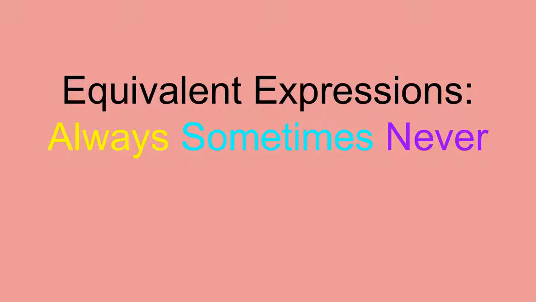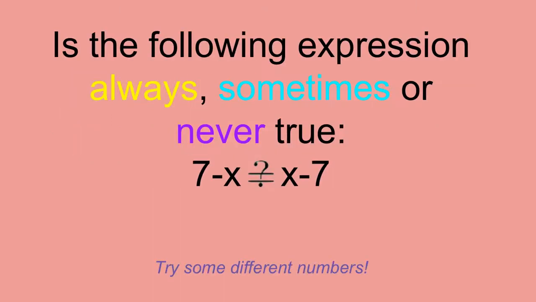All right, let's take a look at equivalent expressions and determining when they are equal. It could be that they are always equal, sometimes equal, or never equal, and that's what we're trying to figure out. So here's a typical problem. 7 minus x, is that equal to x minus 7? So you have to figure out if that's always, sometimes, or never true. And so the hint down here is try some different numbers to see what you can figure out.